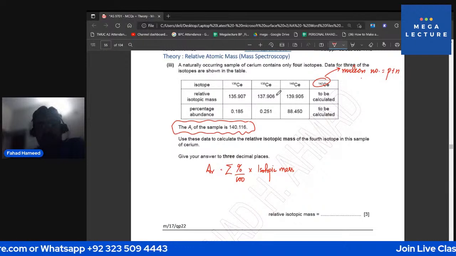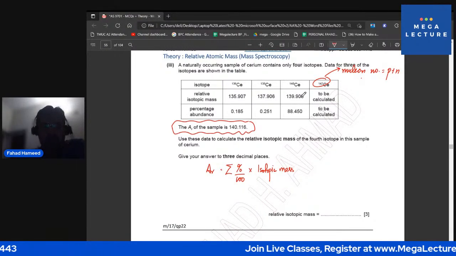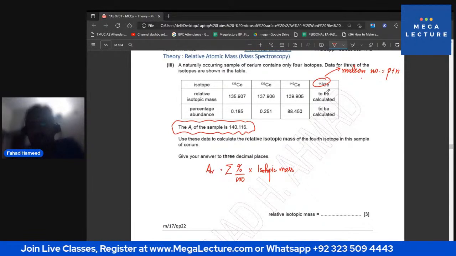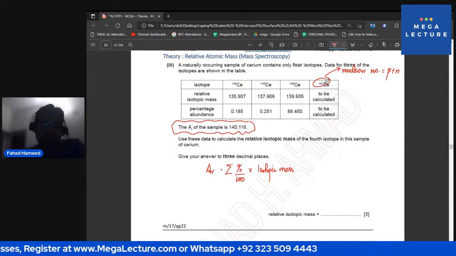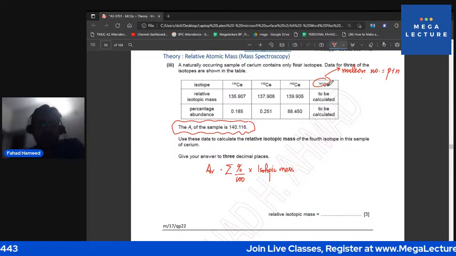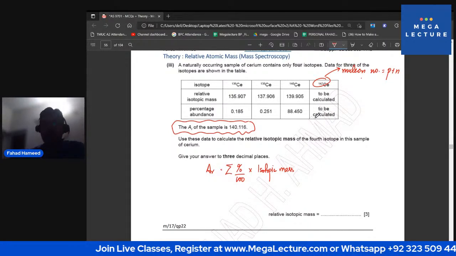So remember, the mass of the isotope is always in decimals, and it depends on the accuracy of the devices. We are being asked to calculate the isotopic mass of the fourth one, which we already know is going to be something very close to 142, but we're going to calculate it. First, you figure out what the percentage of this isotope is. All the isotopes must add up to 100.